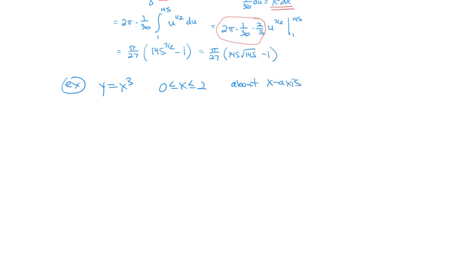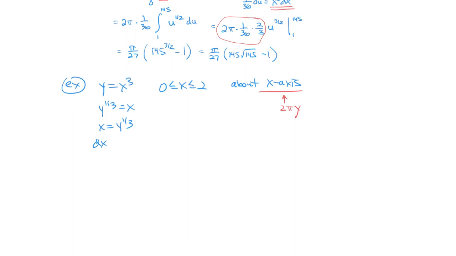Okay, so about the x-axis still means we're going to use 2 pi y. The radius will be y, same as before. But this time, if we want to use dx/dy, I'm going to have to solve this for x. Which we could do. I could just take the cubed root of each side, right? If I take the cubed root of each side, I get y to the 1/3 equals x. So x equals y to the 1/3.